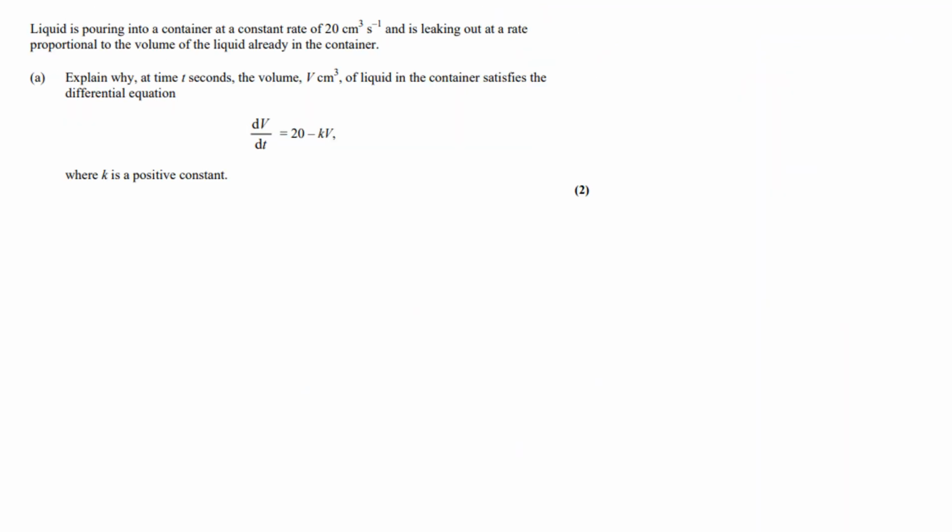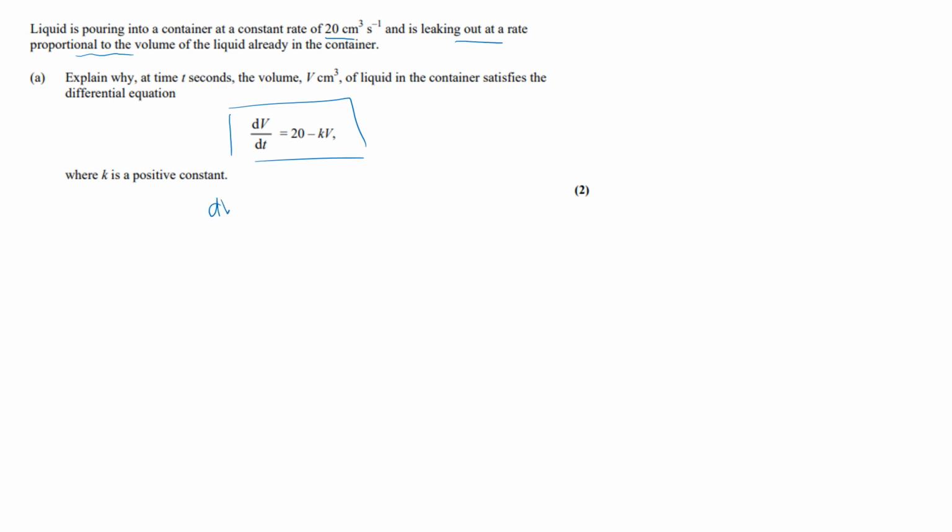Next, we've got some pure questions, and this is a differential equation question. More recently on the mock papers, I've seen them asking you to form your own differential equation. But in this question, we have the differential equation. We're asked to explain why we have this equation. So the situation is that we've got liquid pouring into the container at a rate of 20, but it's leaking out at a rate that's proportional to the volume in the container.